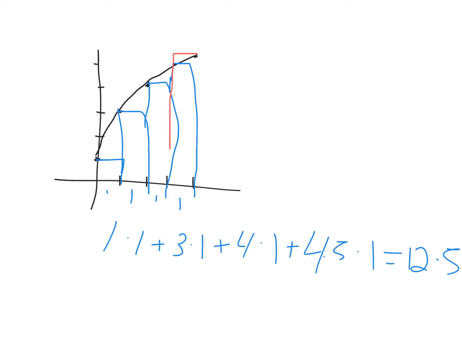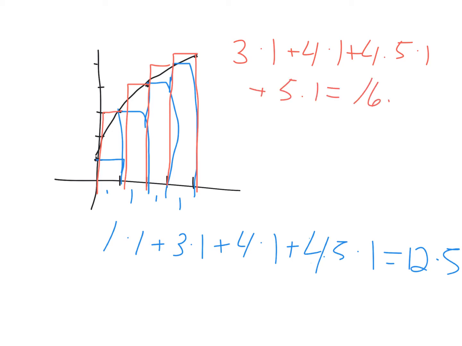We use red this time. And so we have 3 times 1 plus 4 times 1. It's all the same, except the only change here, instead of 1 times 1, you're going to have 5 times 1, because we went from the right. You add it all together, you get 16.5.